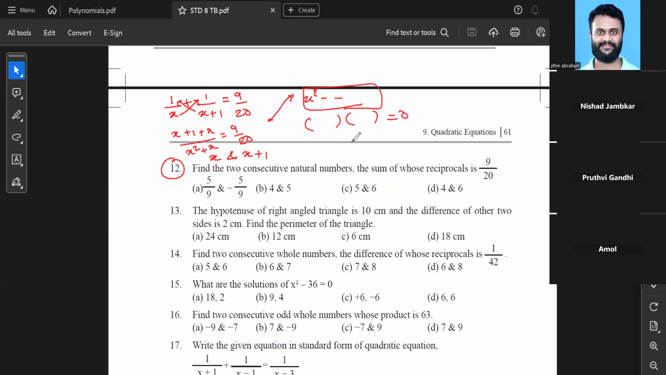Yes, sir. Okay, that's great. I'm just giving you hints to solve. I'm not literally sitting and solving everything. I'm just giving you hints.